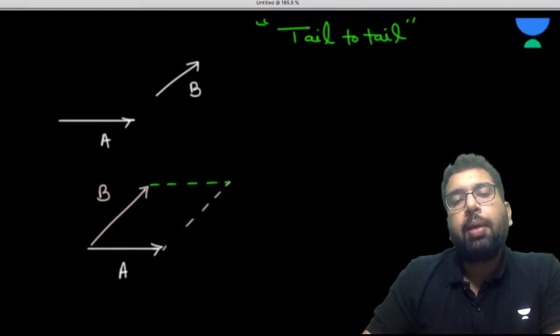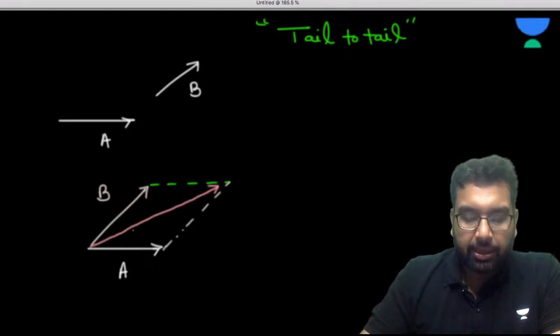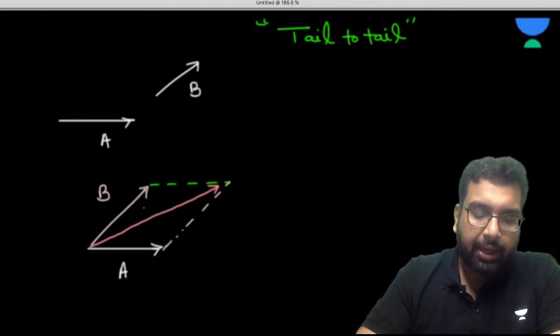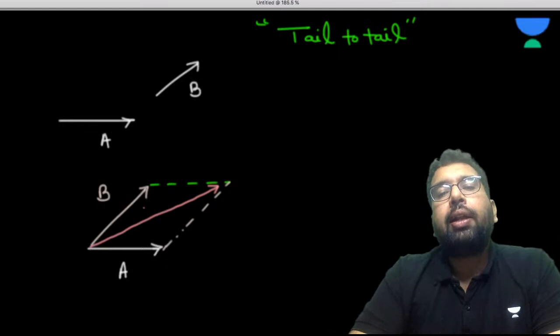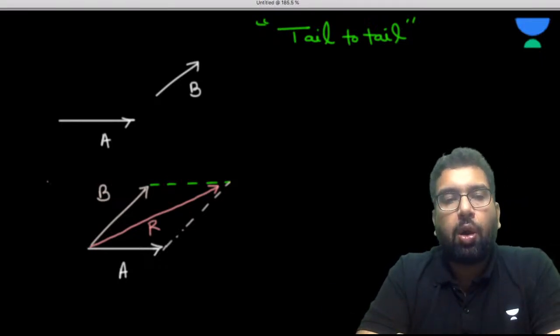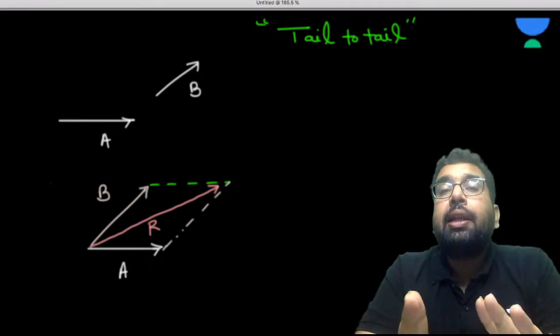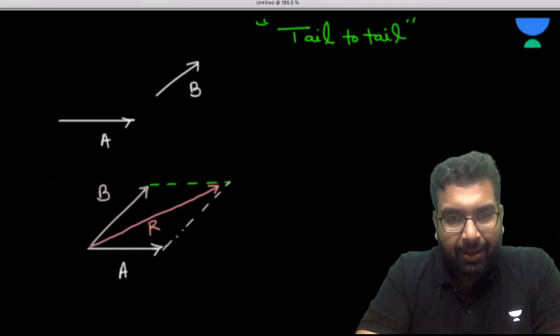Now the diagonal which starts from the common intersection of these two vectors, that starts from where these two vectors are connected, this is going to be the resultant. So whenever you are applying the law of parallelogram of vectors, two vectors connected tail to tail, then the diagonal which comes out from the common intersection is going to give you the resultant. Is it fine?